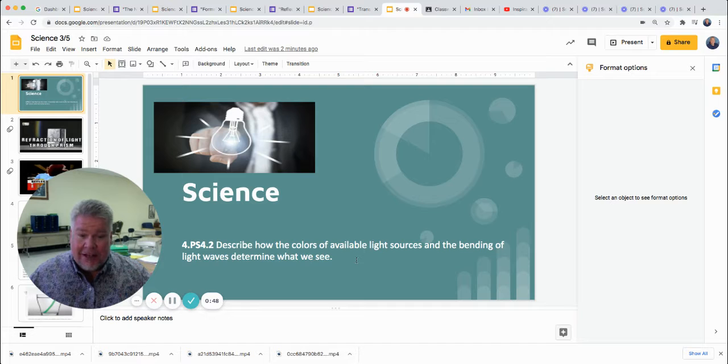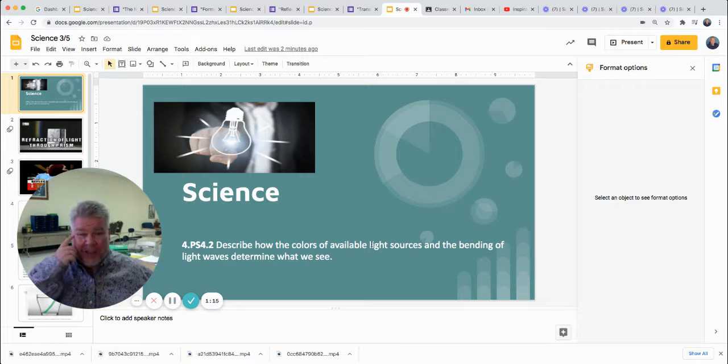We looked yesterday at how objects can allow light to pass all the way through, and they're transparent. Some objects scatter light as it passes through. They're translucent. Some objects block light. They're opaque. So we've learned a lot about light this week, and we've also learned kind of what the standard is talking about. The bending as refraction, it determines what we see, the colors available.